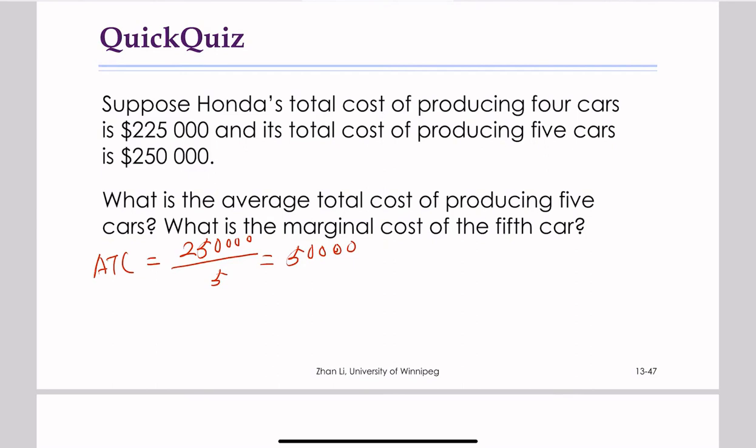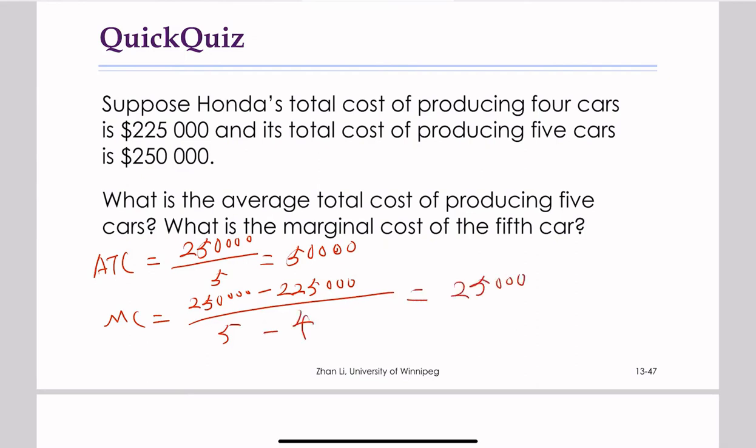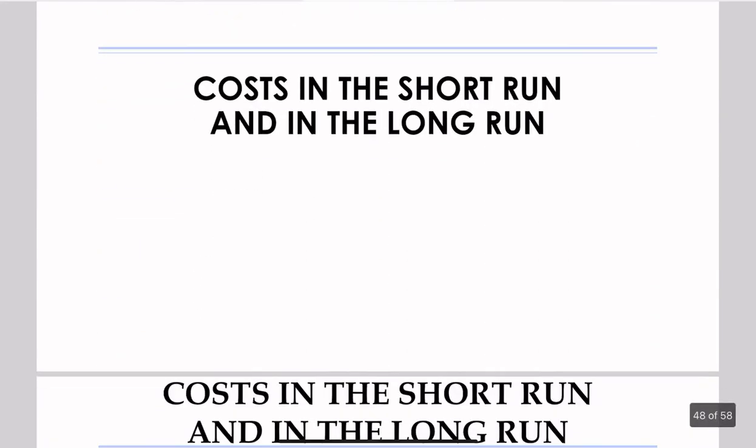Now the marginal cost. So according to the definition of the marginal cost, we have the change in the total cost divided by the change in the quantity. So this gives us $25,000. Right? Okay.